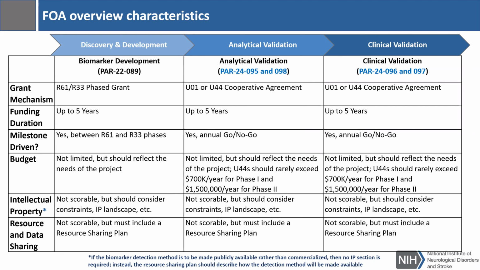The budget is not limited, but it needs to reflect the scope of the project. For both the R61, R33, and the U01s, if you're going to exceed 500,000 direct costs in any 1 year, you do need prior approval to come in. We do expect bigger budgets in the clinical validation grants, but you do still need to do prior approval requests.